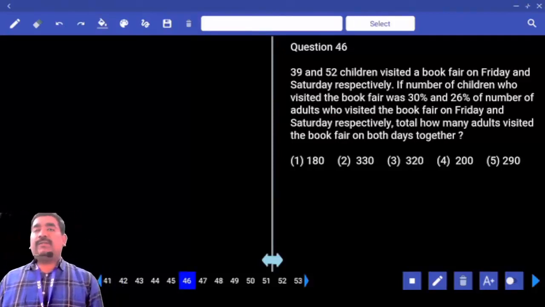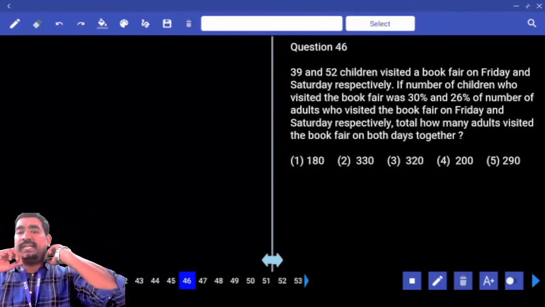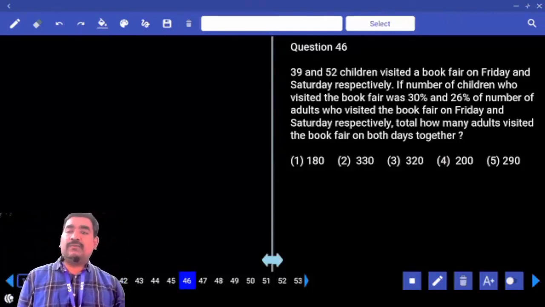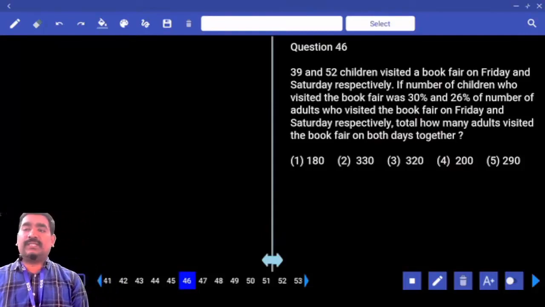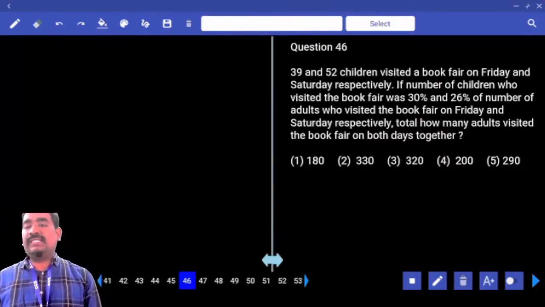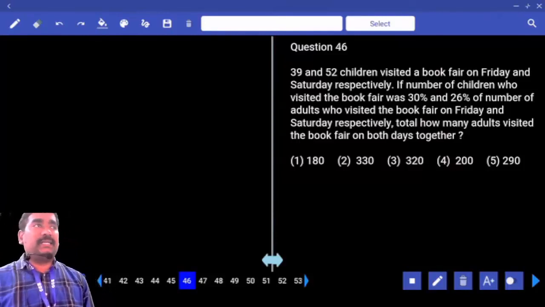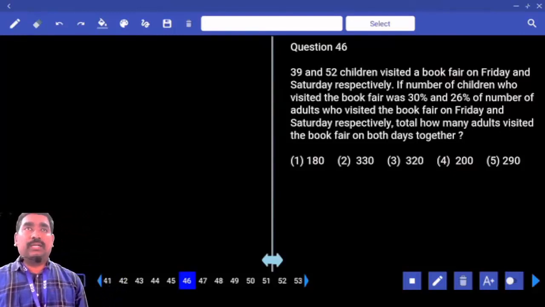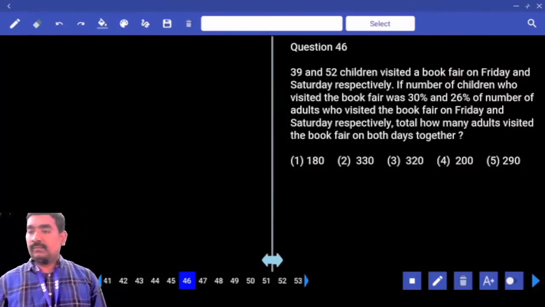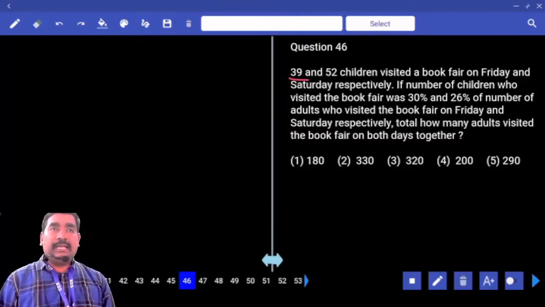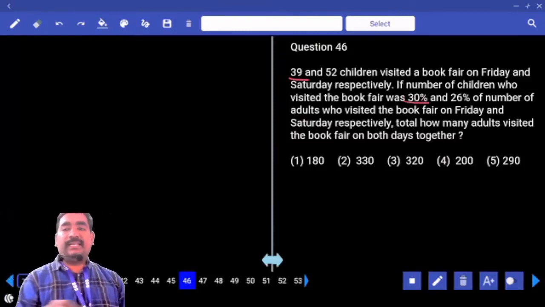39 and 52 children visited a book fair on Friday and Saturday respectively. If the number of children who visited the book fair was 30% and 26% of the number of adults who visited the book fair on Friday and Saturday, how many adults visited the book fair on both the days together? How many children? 39. In terms of percentage, how much percent?